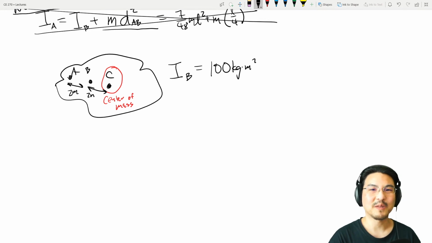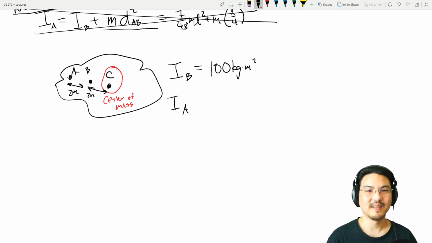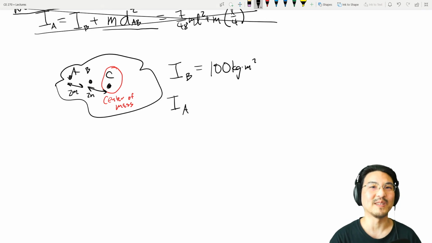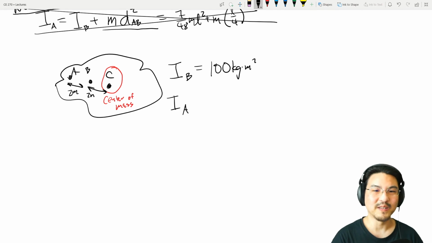Okay, what's the moment of inertia about A? How do you get it? You wouldn't just use the parallel axis theorem between A and B, because neither is an axis going through the center of mass. You could go from B to C, which is the center of mass.